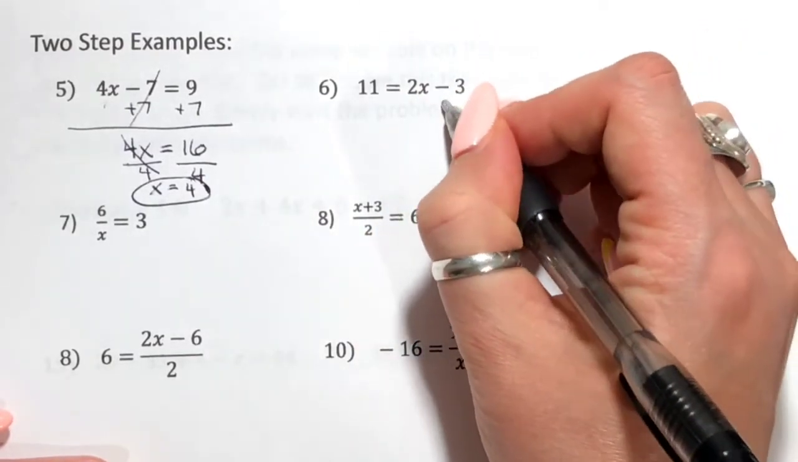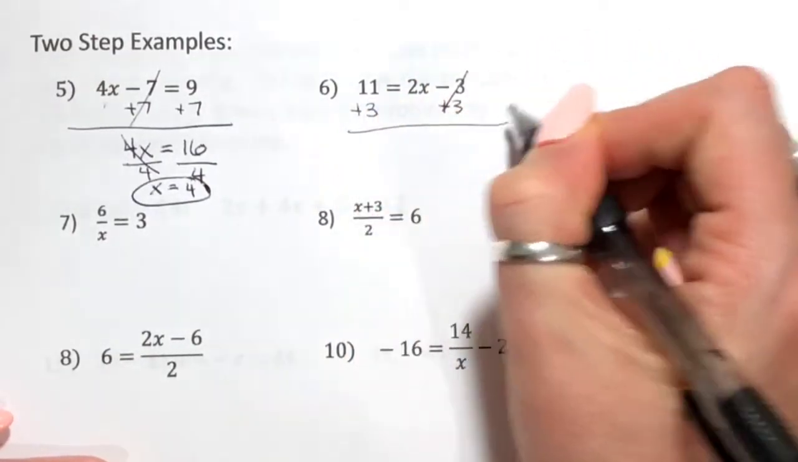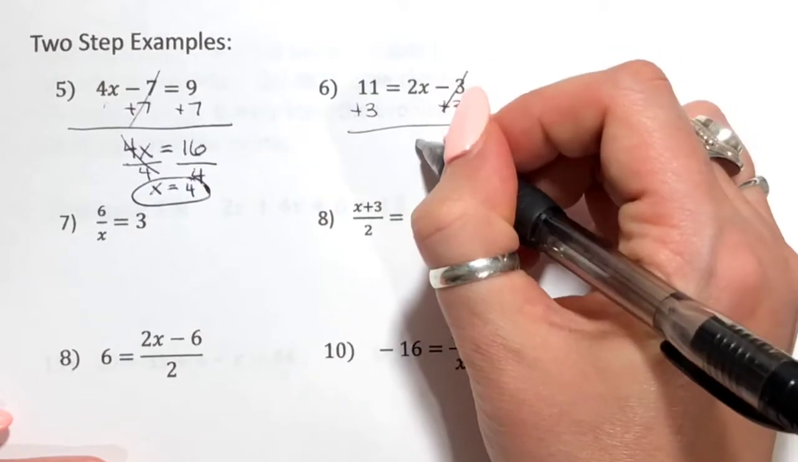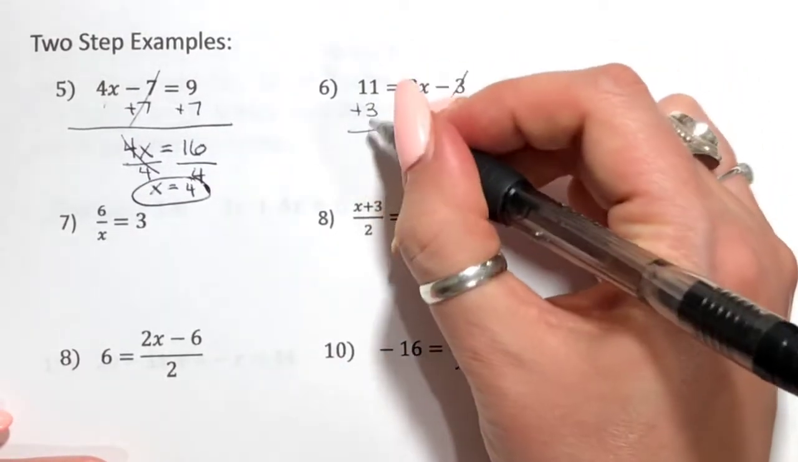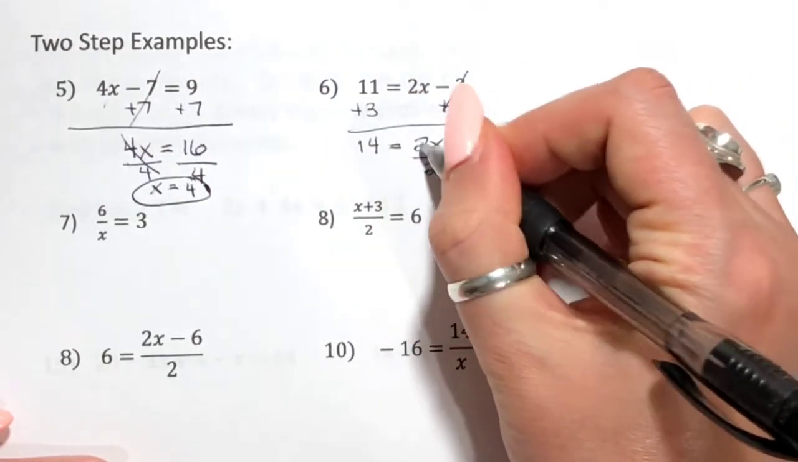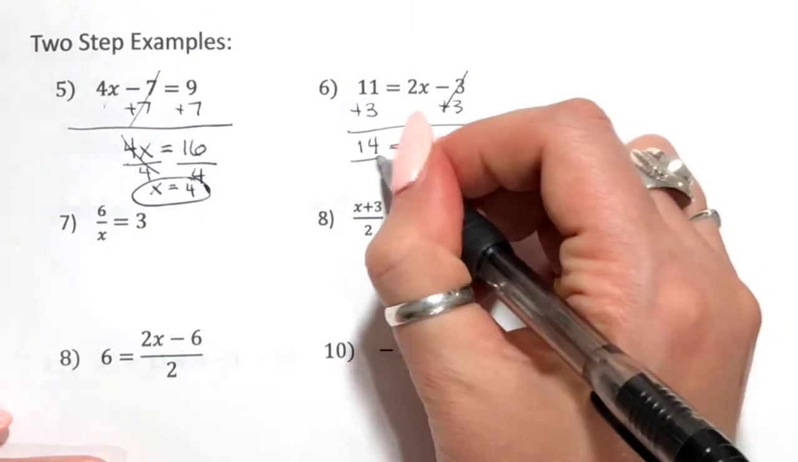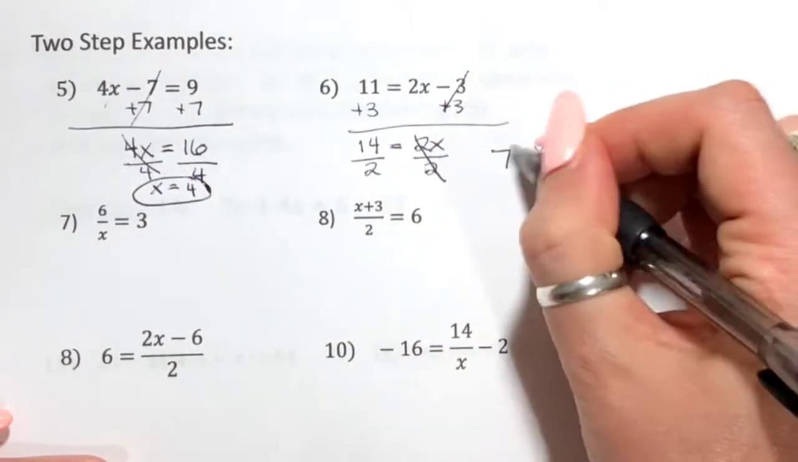So add 3 first to get rid of the minus 3. Those cancel. And then just the 2x comes down. And then we have 11 plus 3, which is 14. And then now we can divide by 2 because it's just going to go in even. And then 14 divided by 2 is 7. So 7 is equal to x.